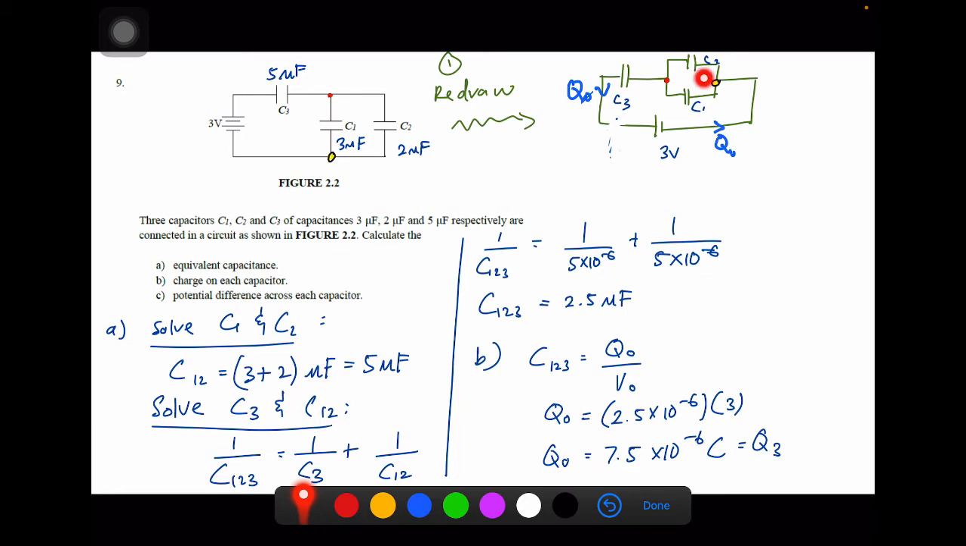If this one is not balanced or not the same, then obviously you have a little bit more on one side and a little bit less on the other side, like 6 and 4. This is just an example. Now when it combines back, the charge will combine again. So over here it becomes Q0 again, and in my example just now, it becomes 10. And it goes through another capacitor, so that one will be Q0. So if I want to find the charge on each capacitor, straight away I know that Q3 equals Q0, which in this case is 7.5 times 10 negative 6.